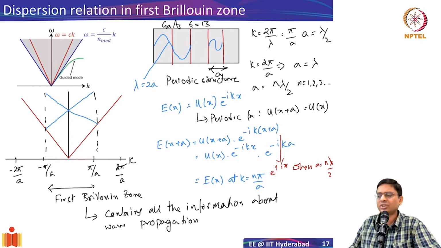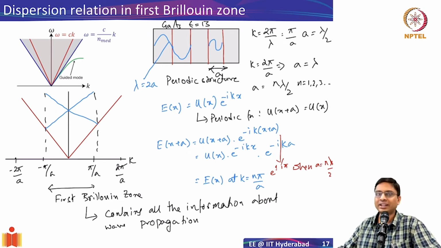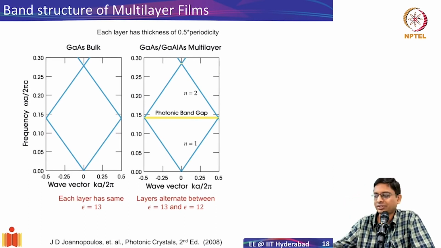Why is that? Because even if I translate it by that, the energy is not going to change. So I can just shift that in K. Okay, and that's why I fold it back into the first Brillouin zone. So the reason I'm introducing this idea is that from now on, you'll see in the next slide here, you see how the band structures will change when you have periodic structures. Okay, so let's look at this now.